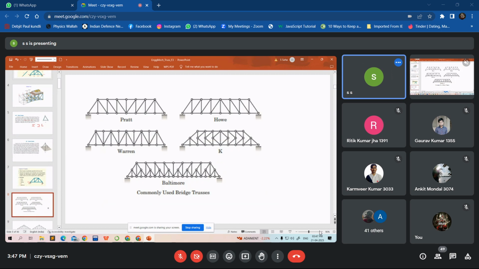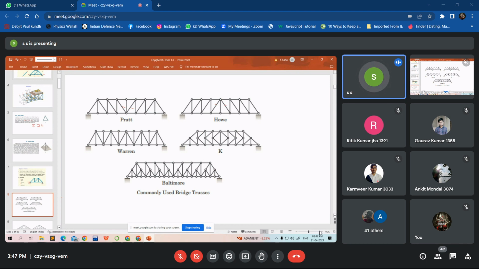Okay. So this is a Pratt truss. This is a Howe truss. This is a Warren truss. This is a K truss and a Baltimore truss. Pratt and Howe are almost the same. It is just inverted. You see, this is a V, and here it is an inverted V. So this is almost the same configuration.